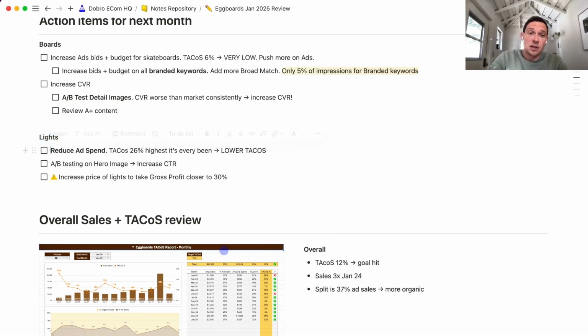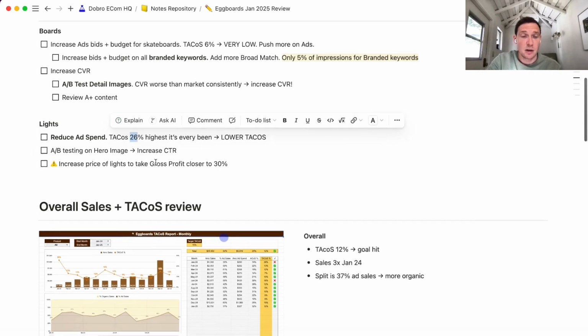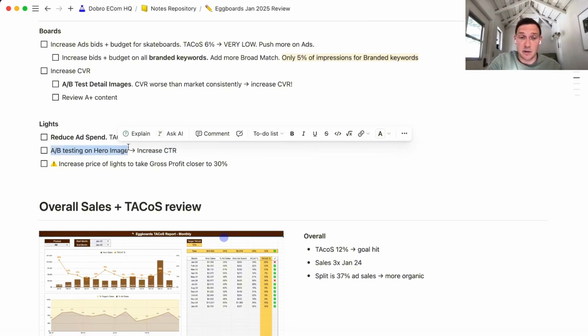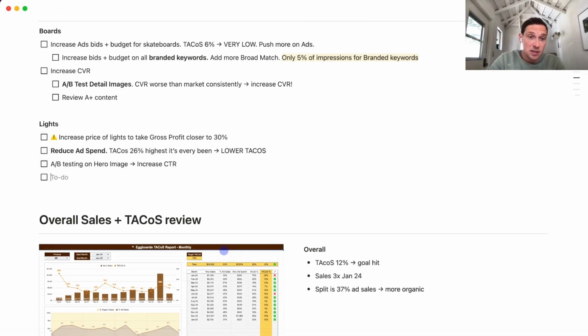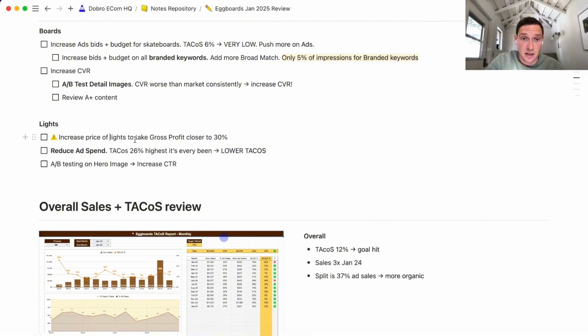So the actions that we're going to take are the following. We're going to reduce the ad spend on the light to reduce the TACOS from 26% to a lower value to start. We're going to try and increase the click-through rate by A/B testing the hero image, even if this is not a main priority. But the main priority is this. We're going to increase the price to take the gross profit closer to 30% and see if this stands.